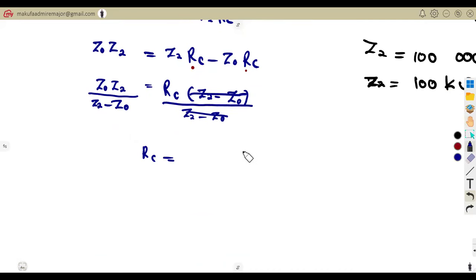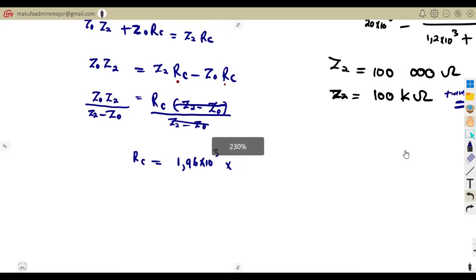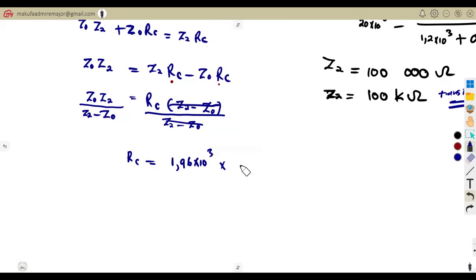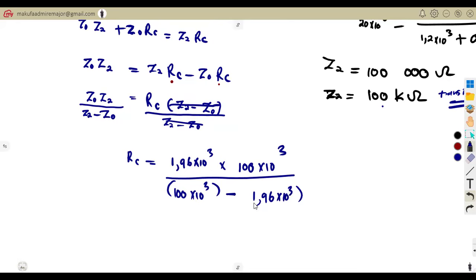Remember your Z out, we say this is 1,96 times 10 to the exponent of 3, or you can just write it as 1,960, multiplying Z2 of the transistor only here, which was given as 100,000, or 100 times 10 to the exponent of 3, over Z2 minus Z out. Z2 of the transistor only, 100 times 10 to the exponent of 3, is supposed to subtract that of the entire stage, the 1,96 times 10 to the exponent of 3.